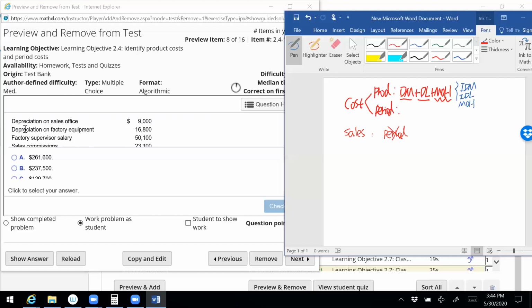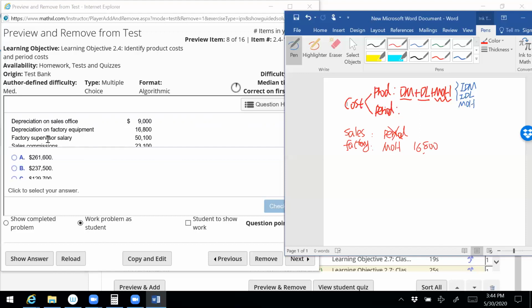The second item is also depreciation, but it's on the factory equipment. So this is the product cost, and this is our manufacturing overhead. So 16,800 is our manufacturing overhead.